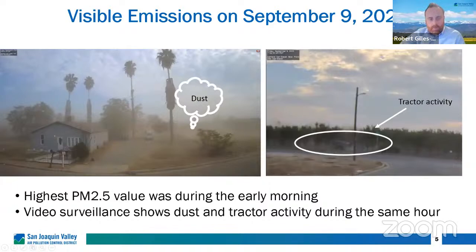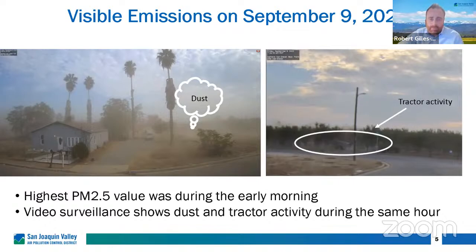The van is equipped with video surveillance, and so using those cameras, we were able to definitely review, and we can see during the times where we saw the highest concentrations, these are just examples, but we see a lot of dust. It's pretty easy to connect that the time that the video surveillance shows us dust is the same time that we see the air quality is becoming worse. And I'll show in the next couple of slides some of the hourly comparisons.